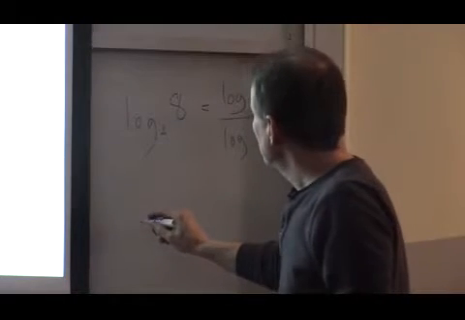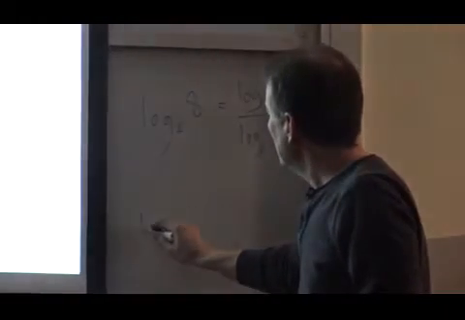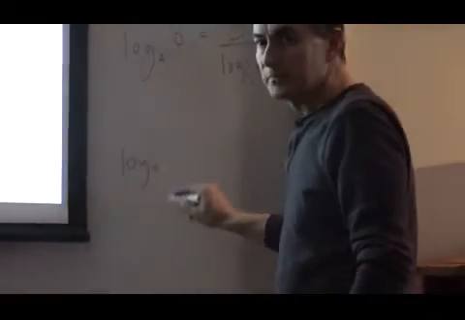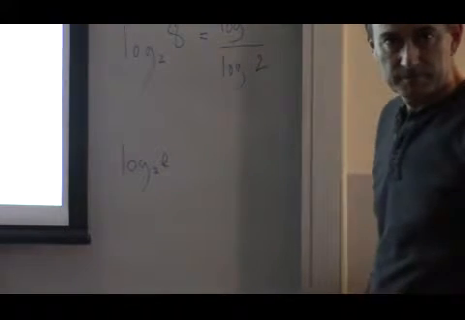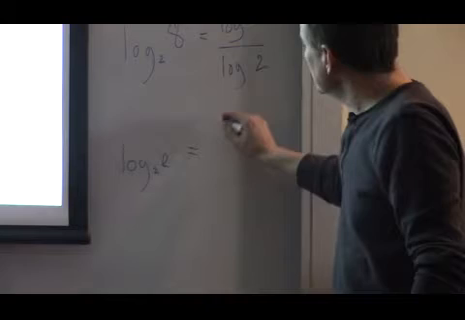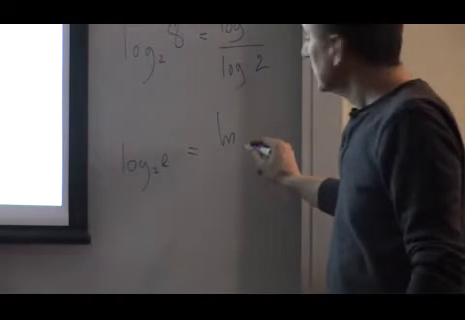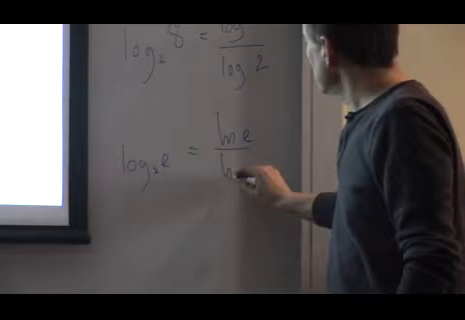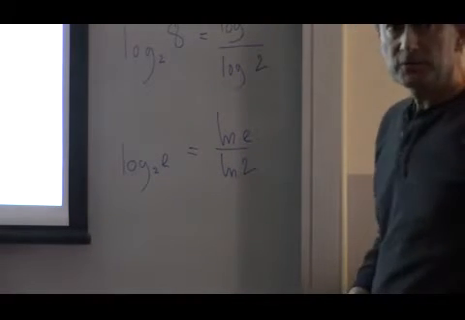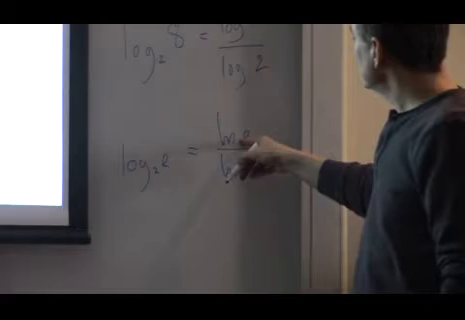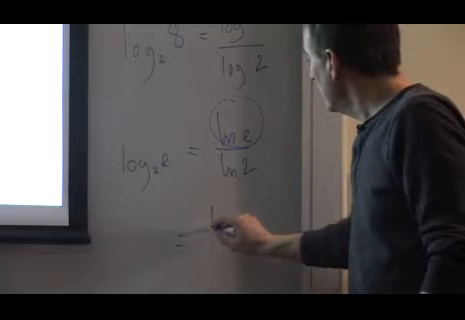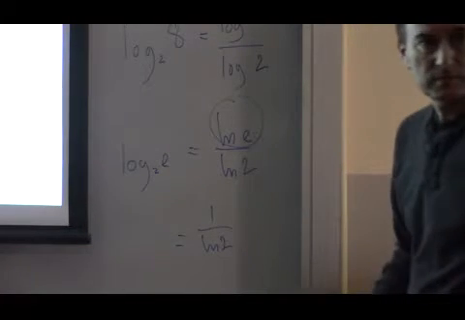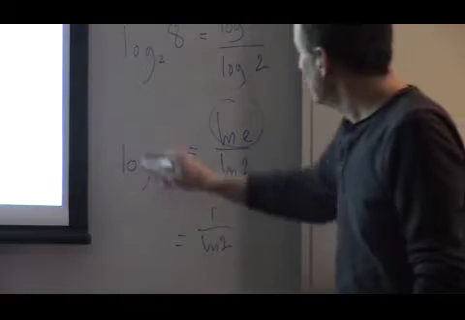I'll do another one. So if we have log base 2 of e, that's going to equal the natural log of e over the natural log of 2. Change of base. So what's the natural log of e? This is equal to 1, so this is going to be 1 over the natural log of 2. So a log of one base can be translated to a log of another base.